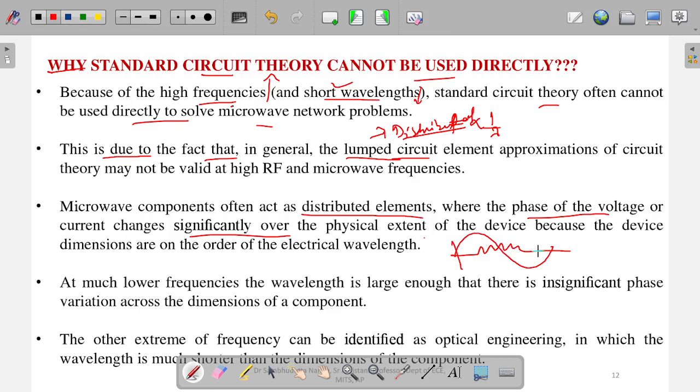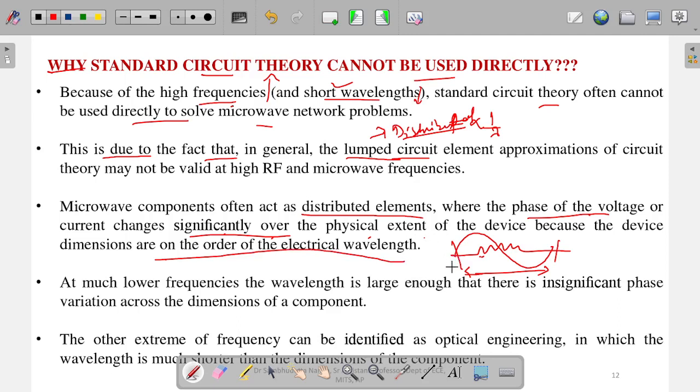Okay, so physically this is the wavelength of a signal, this much length only. And throughout the resistor, you see at very small distance the value is changing. That is what is written here: distributed, where the phase of the voltage and current changes significantly over the physical extent of the device, because the device dimensions are on the order of the electrical wavelength. So that is the problem here.